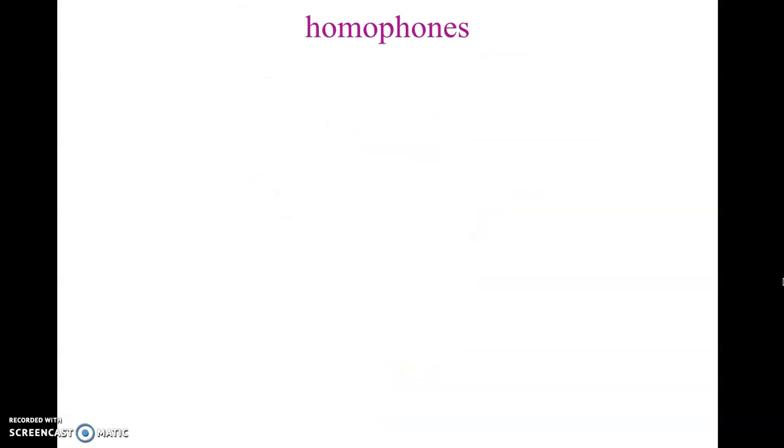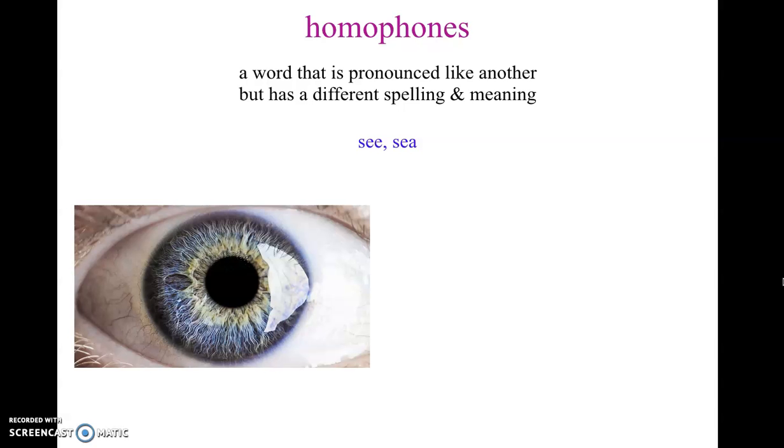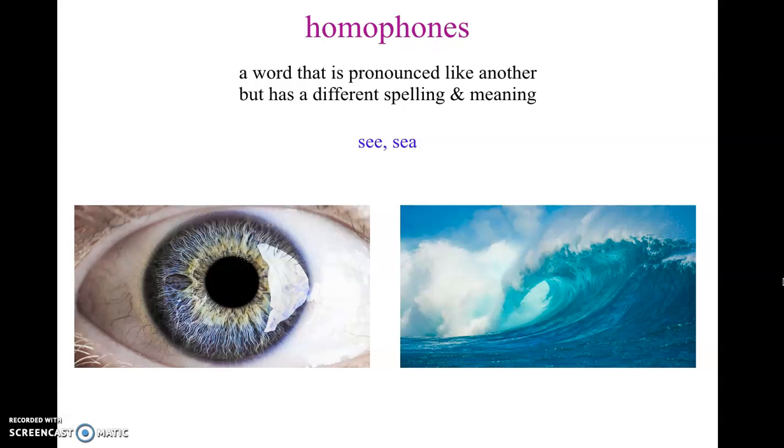Let's start by looking at homophones. We've talked about them before. A homophone is a word that is pronounced like another, or more than one other word, but has a different spelling and meaning. The three classic examples, first we have see and sea. The first, S-E-E, is of course the thing you do with your eye. S-E-A is the place where you find waves, where you go surfing or fishing for large ocean fish, right? The sea.